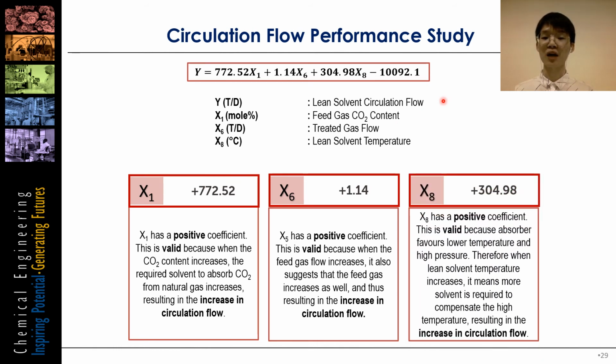And lastly, we have X8, and it also has a positive coefficient. We know that our absorber is operating at low temperature and high pressure. If your lean solvent has a high temperature, which is opposite to this, it means that we require more lean solvent circulation flow in order to compensate for that deficit and absorb more CO2.